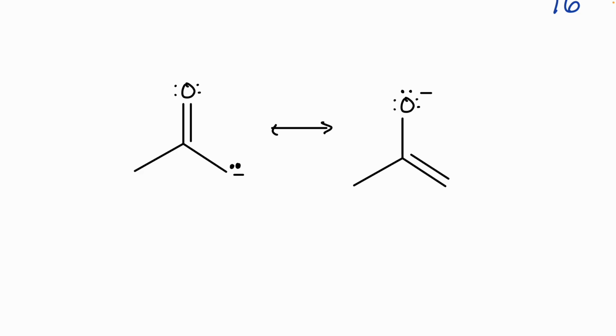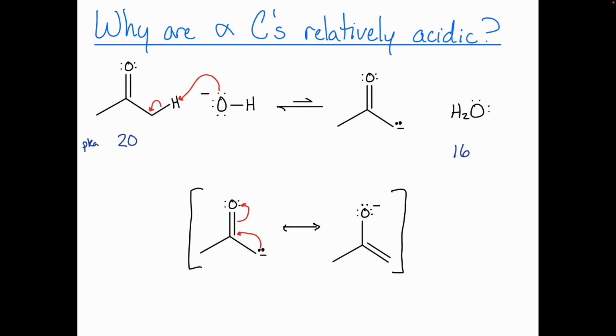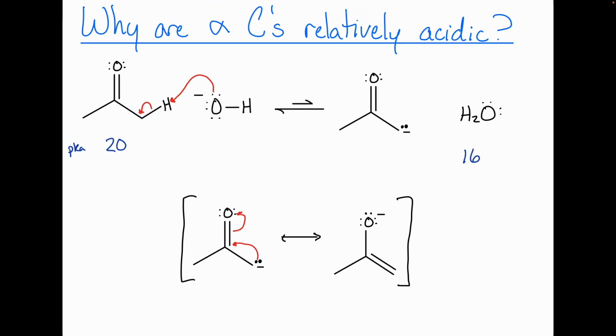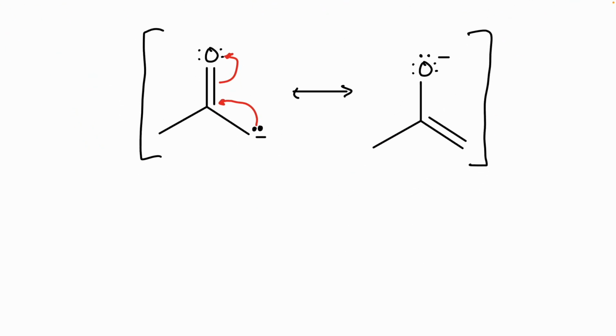Right, we have this pair of electrons coming to form our carbon-carbon double bond and kicking up this pair of electrons. So we have these two resonance structures that we can draw. So why is that alpha carbon relatively acidic? Because that negative charge can be stabilized through resonance. It can be passed on to that even more electronegative oxygen atom.